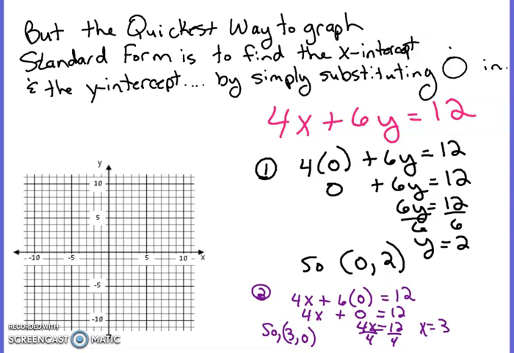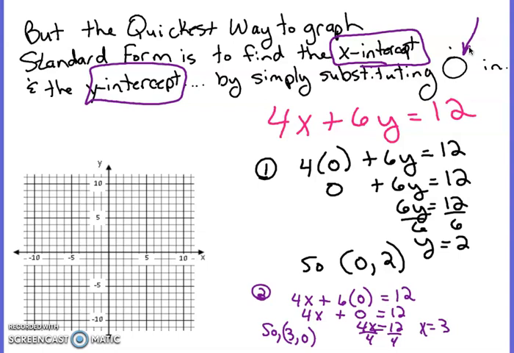But if it's in standard form, one of the quickest ways to graph it is to use a certain method. The quickest way to graph standard form is to find the x and the y intercepts. And all you have to do is substitute 0 in. That's it. It's actually very easy math to be able to do this. So it's really 2 steps. First you're going to substitute 0 in for x, and then you work it out. And that's what I did.